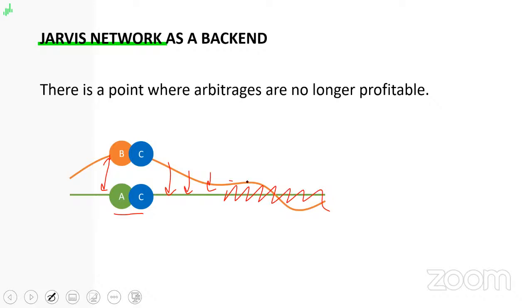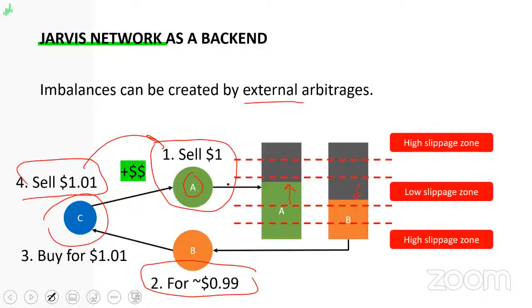When the price is very close, no more arbitrage is possible because it is no longer profitable. Remember that when you sell $1, you don't get $1, you get 99 cents. And the more the imbalance happens, so the less of asset B there is and the more of asset A there is, the less interesting the exchange rate will be. So at some point, maybe after this transaction, you will be able to sell $1 of asset A, but you will be able to buy only 98 cents of asset B.